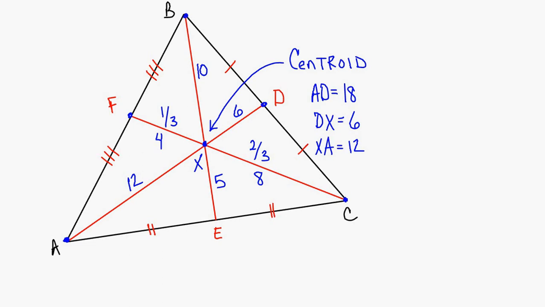Out of the thirds, the red lines are all medians. X is the centroid. This was just saying that that piece is 1/3 of the median, and this piece is 2/3 of the median. Okay. You kind of wrote that in your definition a few minutes ago. Everybody okay on that? All right?